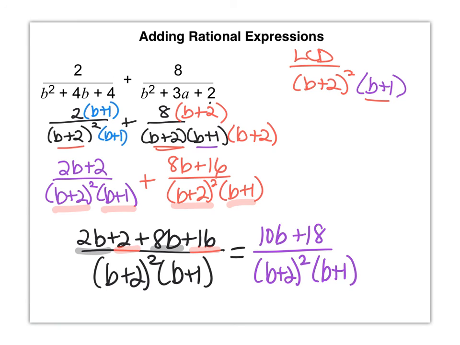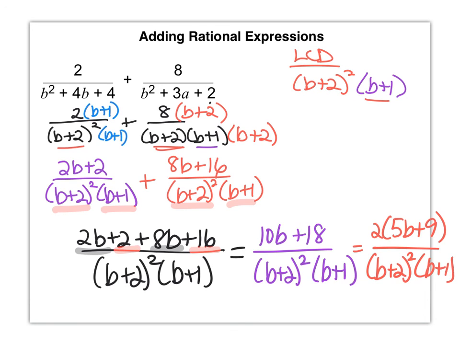The numerator looks like we can factor a 2 out of both of those terms, and we can write this as 2 times 5b plus 9 all over that LCD of b plus 2 quantity squared times b plus 1. That would be our final answer, adding those two individual rational expressions and combining them to a single rational expression.